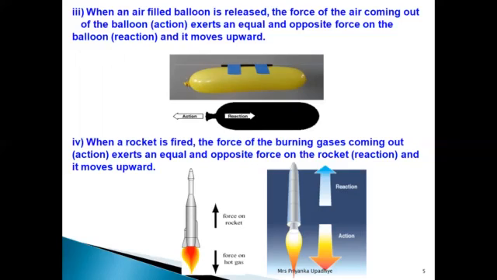Next one, motion of a boat moving away from the shore. When a boatman wants to move the boat away from the shore, what happens? He pushes the shore with a bamboo or with his oar. It means pushing the shore is the action, and the shore also pushes the boatman along with the boat in the forward direction. That is the reaction force.